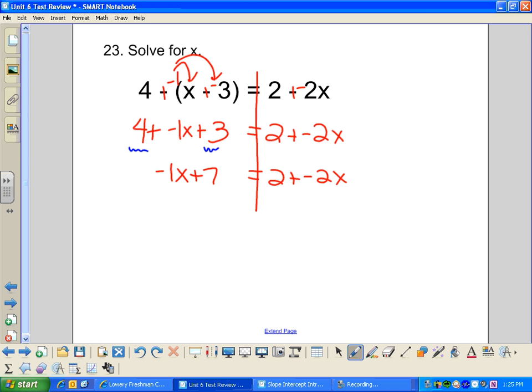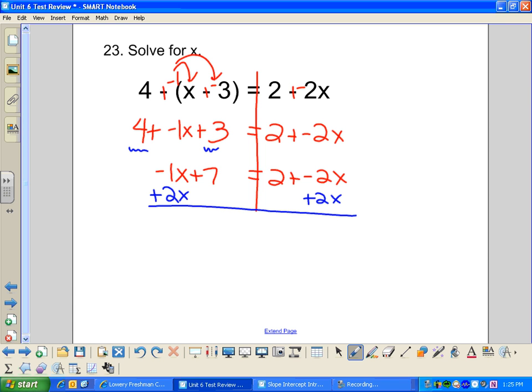Okay, do I have variables on both sides? Oh, I do. I've got to get them to one side. I'm going to find the one that has a smaller coefficient, and then add its opposite. What's smaller, negative 1 or negative 2? Negative 2 is smaller, so we're going to get rid of the one on the negative 2 side. So I'm going to add 2x to both sides.